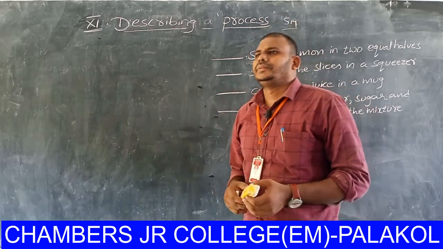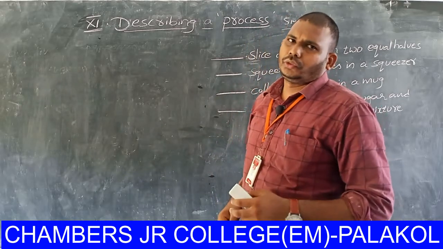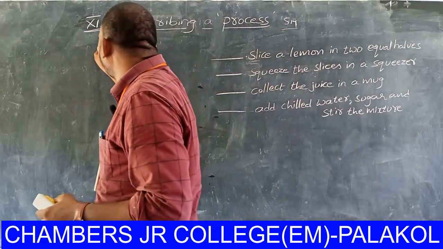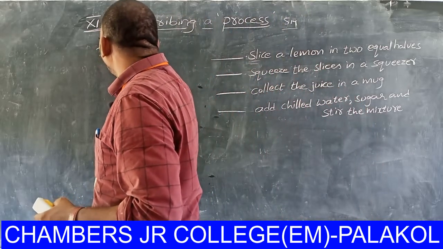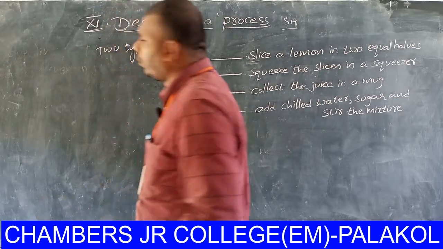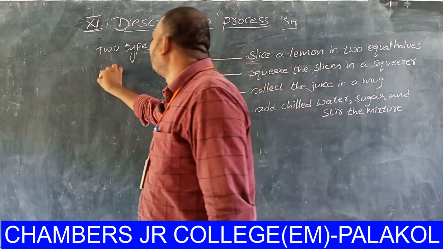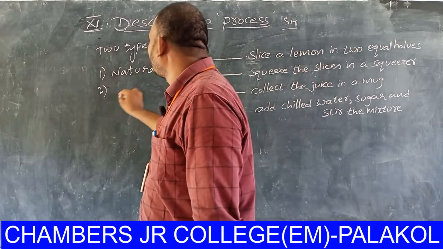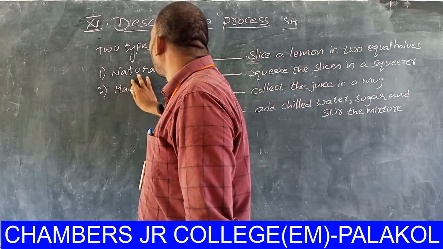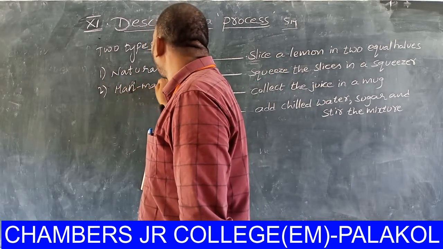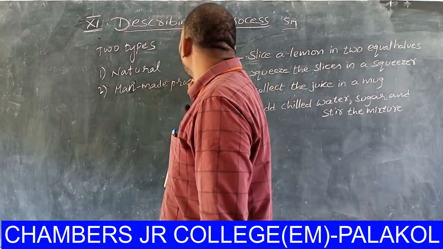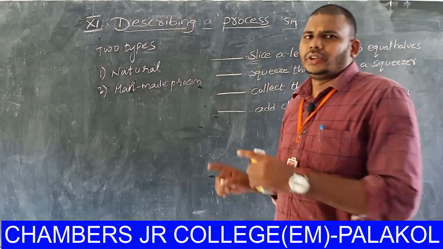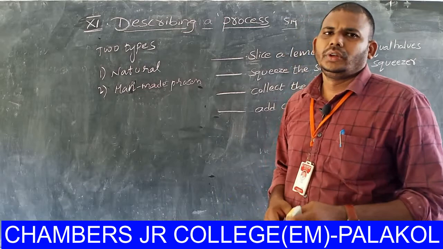And after that, there are 2 kinds of process. How many kinds of process are there? There are 2 types of processes. What are they? The first one is a natural process, and the second one is a man-made process.